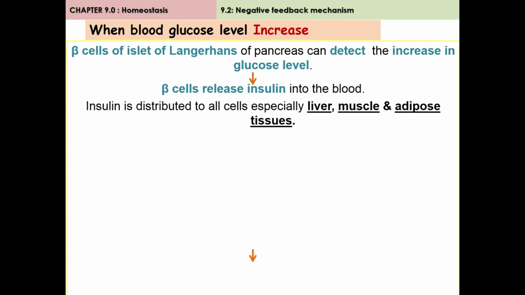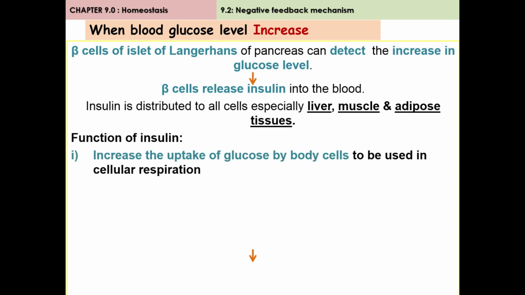Okay, functions of insulin. The first one is to increase the uptake of glucose by body cells to be used in cellular respiration. The second one is that it stimulates the conversion of glucose to glycogen.